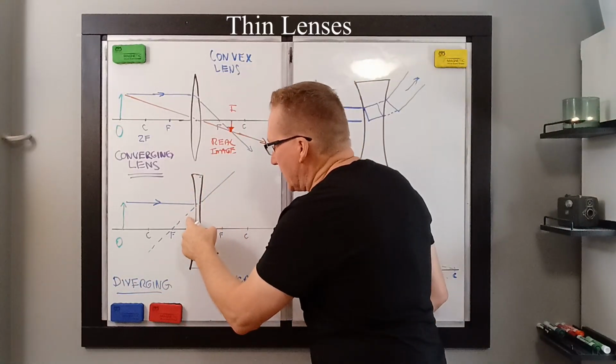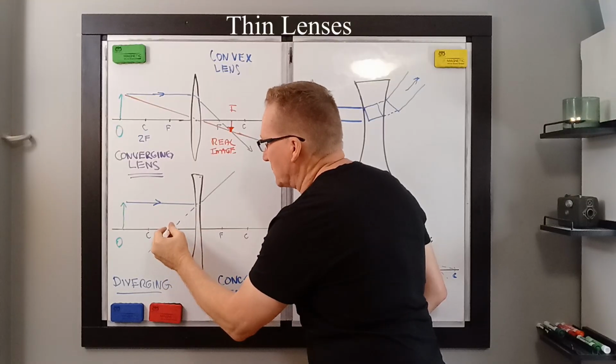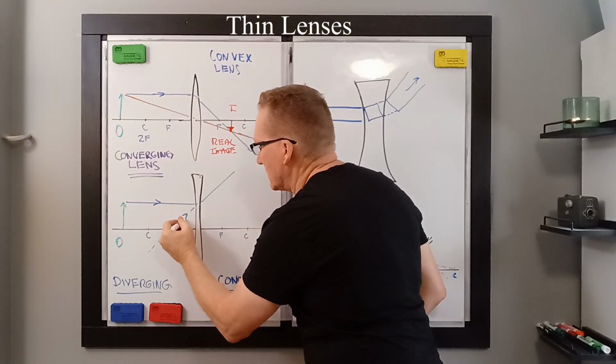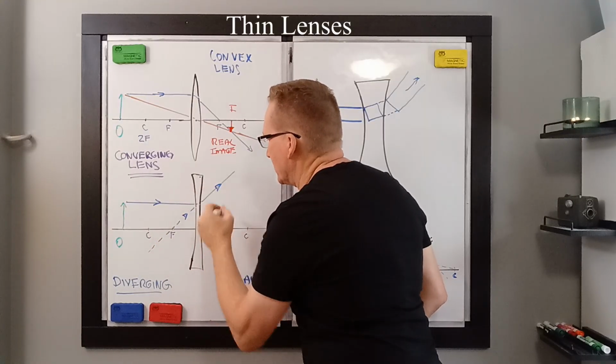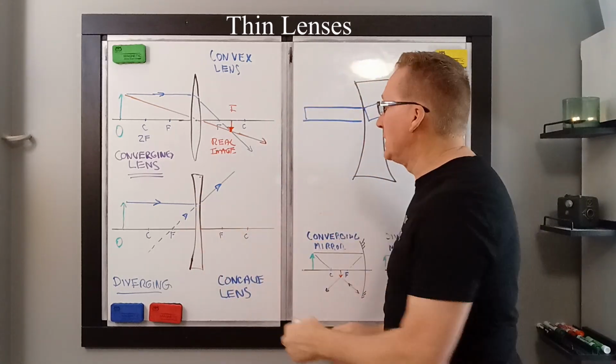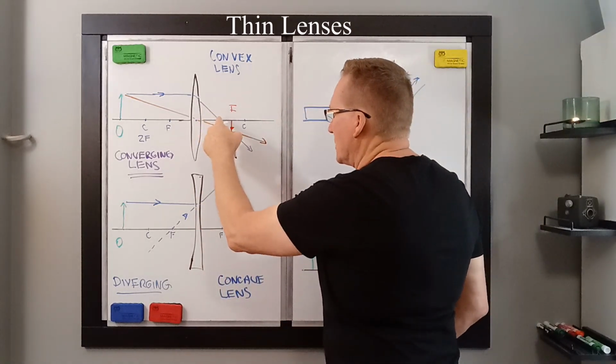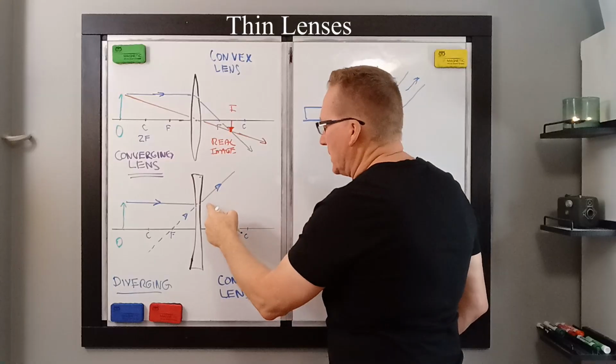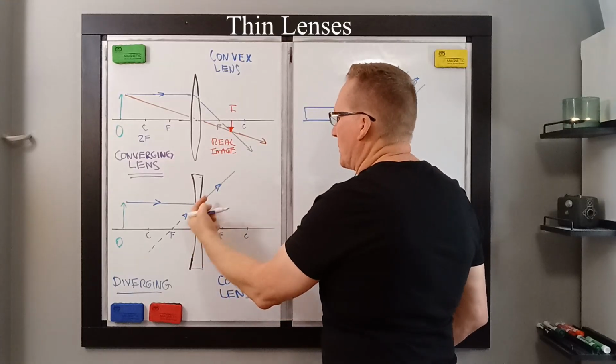And if I go back here, this makes it look like light is coming from the focal point. It's not actually coming from the focal point. Here in this case, light actually goes to the focal point. Here it looks like it's coming from the focal point and it goes away.